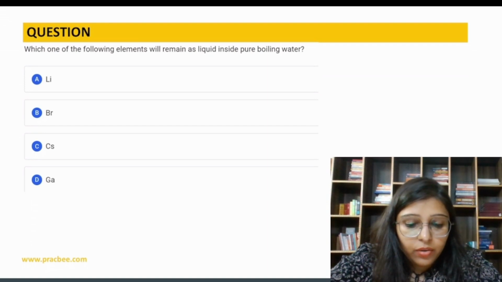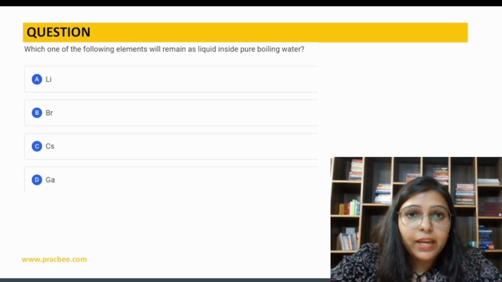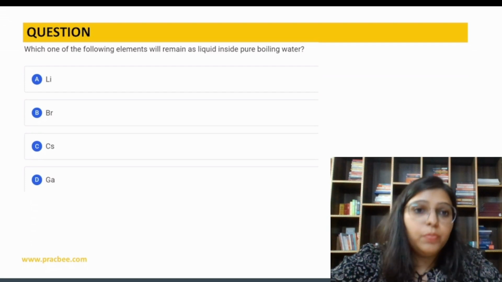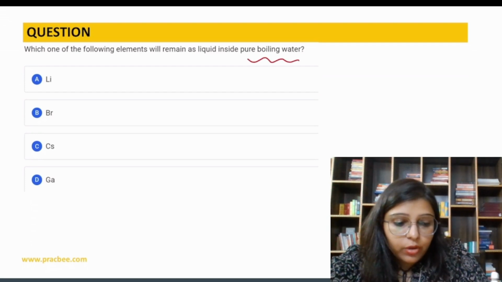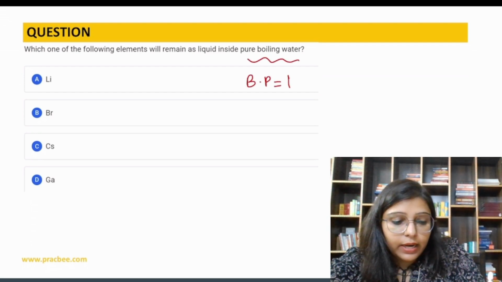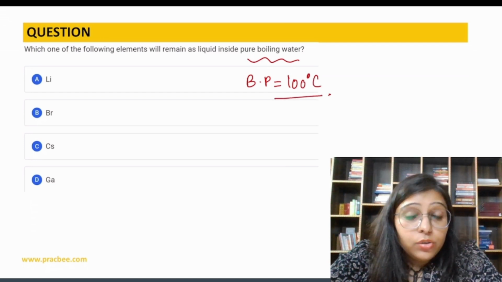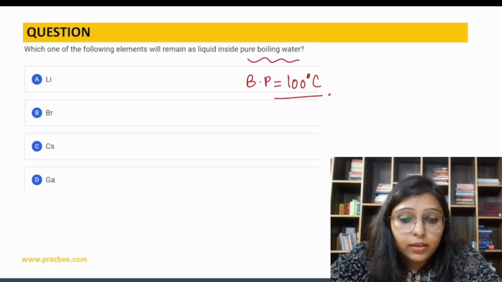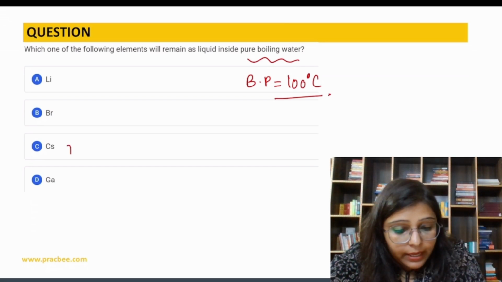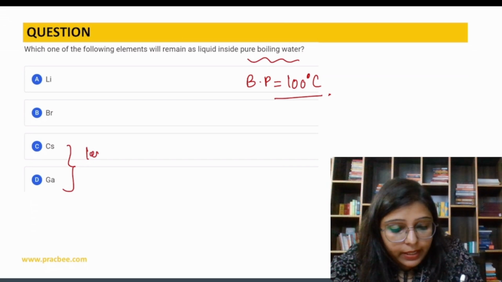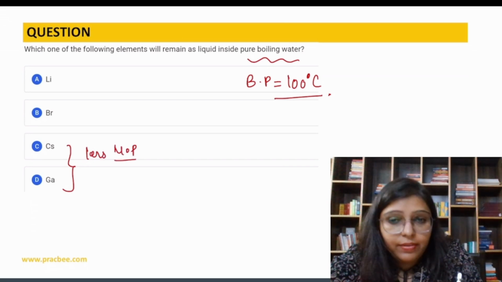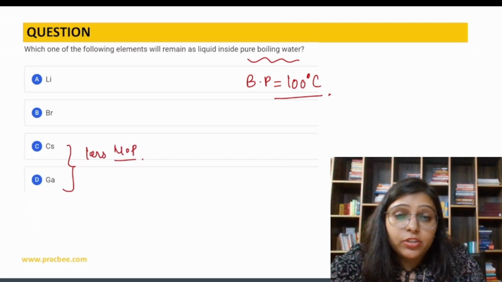Next question. Which one of the following elements will remain as liquid inside pure boiling water? Pure boiling water means the boiling point is 100 degrees Celsius. See, cesium and gallium both have a low melting point. So the question says which one of the following elements will remain as liquid inside pure boiling water?